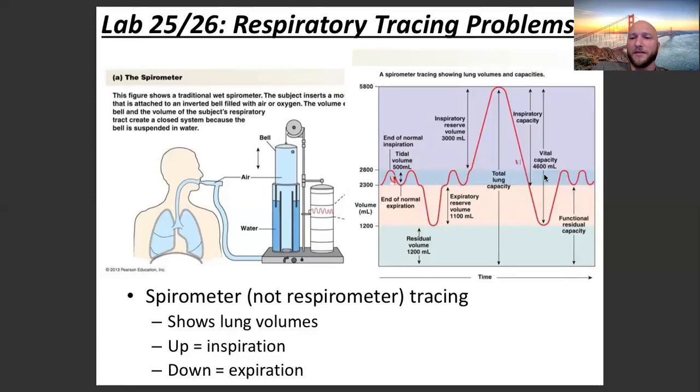Vital capacity is what we did with the spirometers at the beginning of our experiment. Vital capacity is max inhale to max exhale. We also have inspiratory capacity, which is normal exhale to full inhale. And then we have expiratory reserve, which is from normal exhale to max exhale.